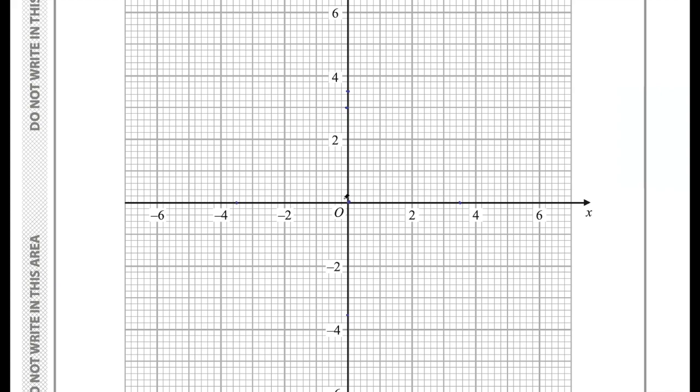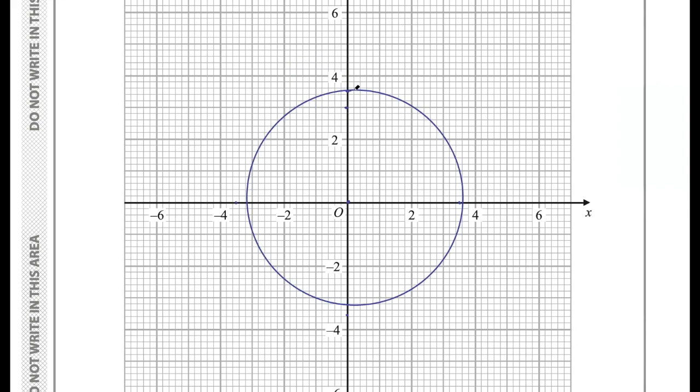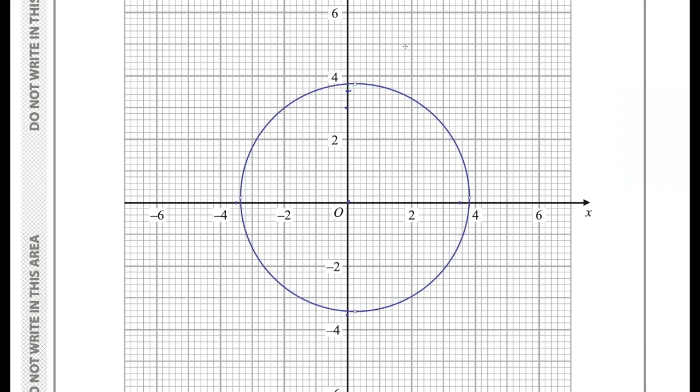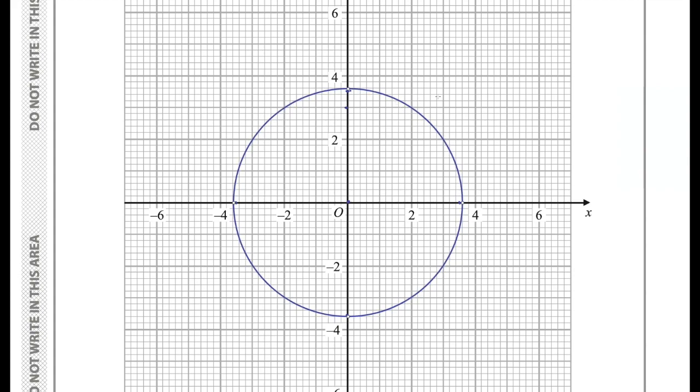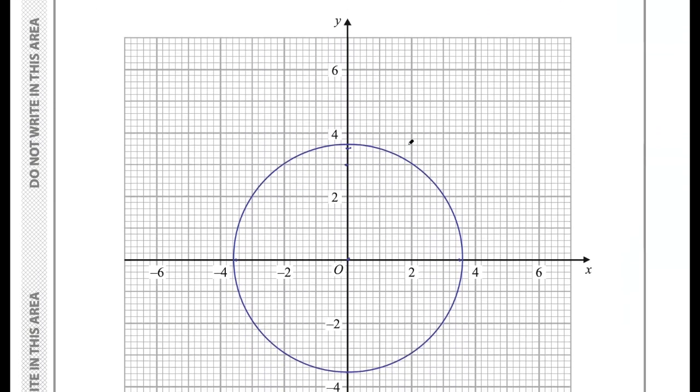Another way to do this is just to set your compass. You should have a compass in your exam papers. Set your compass to this length and then draw your circle with your compass. I don't have a compass in this software, so I'm just going to try to do this somehow. Oops, that's not going to work. Okay, there's a circle. It's not exactly the right size, but that's good enough. With your compass, you'll get it more accurate than this. Set it exactly to 3.5 and then just go around with your compass, and you'll get your circle. That is approximately what it should look like.